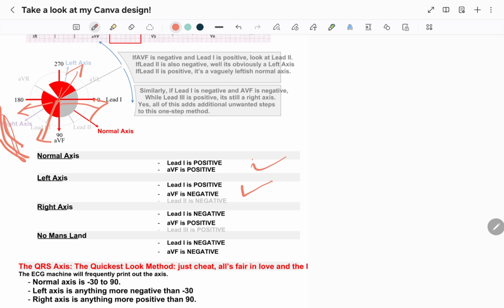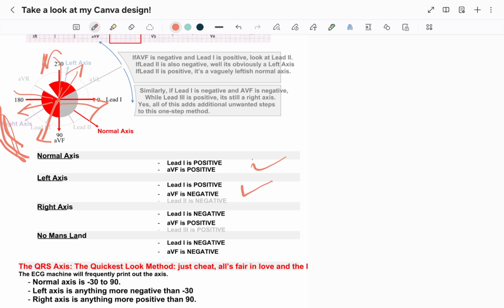But in no man's land, that's what we call when lead 1 is negative. So where's lead 1? We know you should point towards here, but lead 1 is going in this way, and AVF is also negative, going in this way, right? So the quickest look method, just cheat. All is fair in love and life, right? Normal axis is minus 30 to 90. Left axis is anything more negative than minus 30. And right axis is anything more positive than 90.